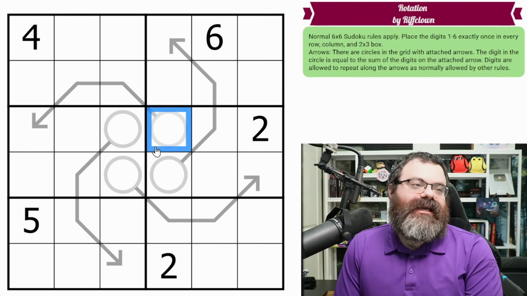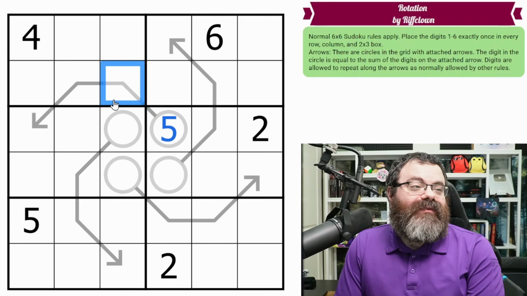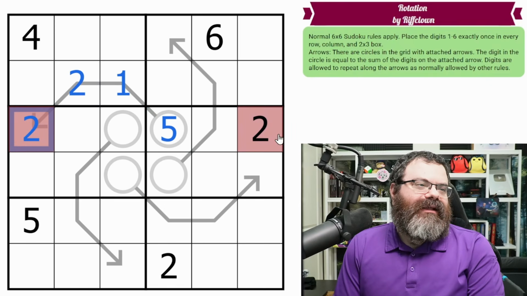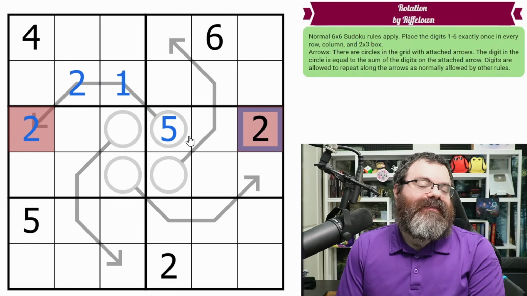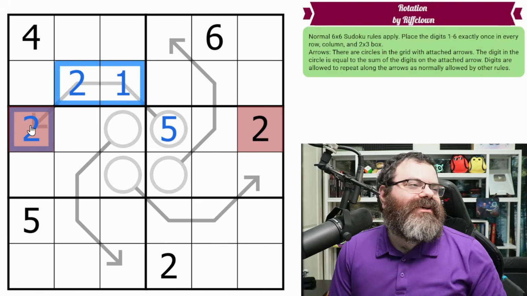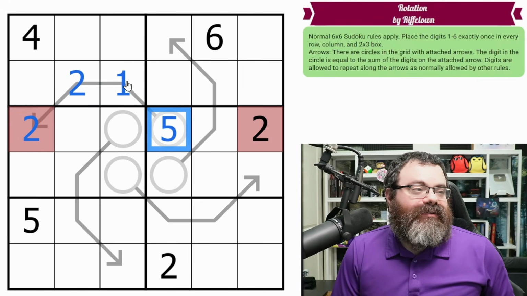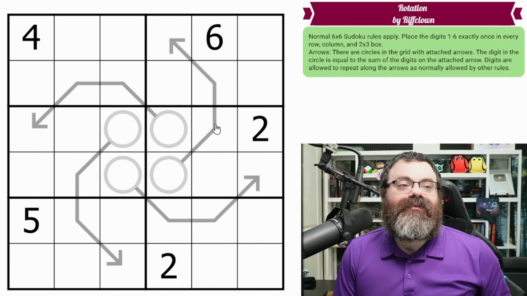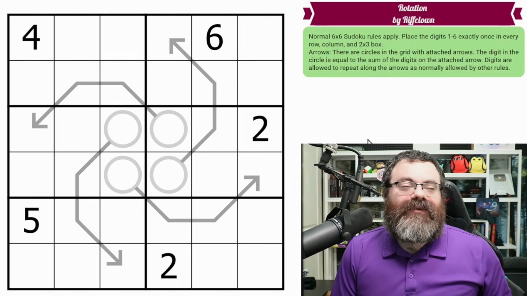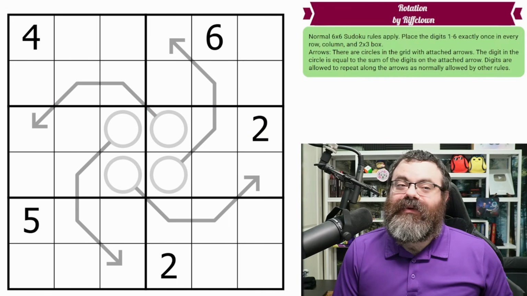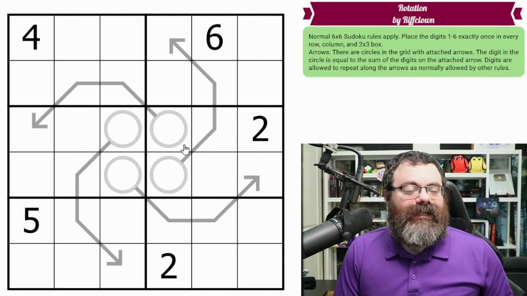So if this was a 5, this could be, say, 1, 2, 2. Let's just pretend that's possible. So 2 plus 1 plus 2 is 5, and there is a 5 in the circle. All right, and that's it. Those are the rules. There's a link in the description if you'd like to try the puzzle yourself, and I'm going to get started right now.